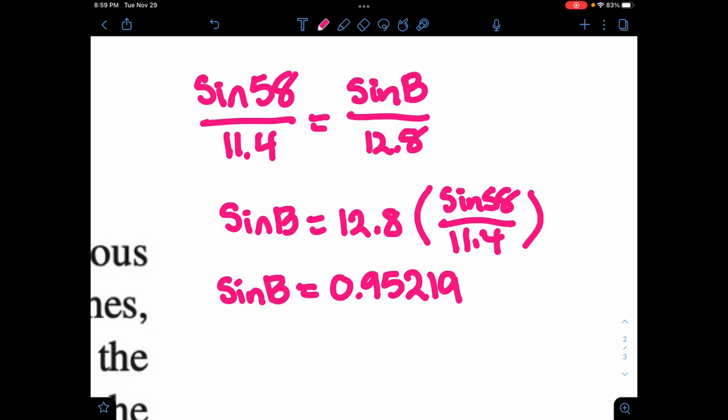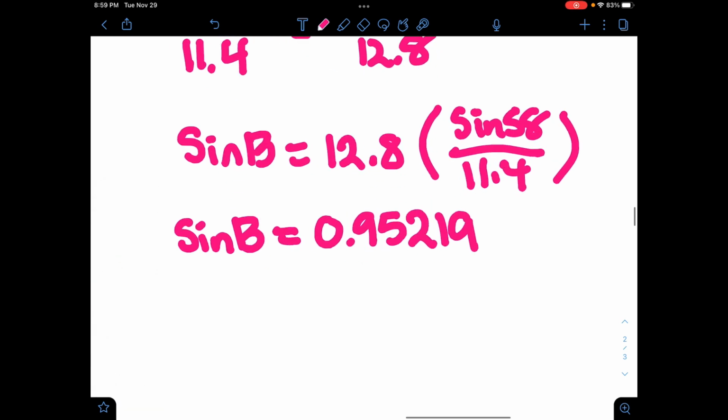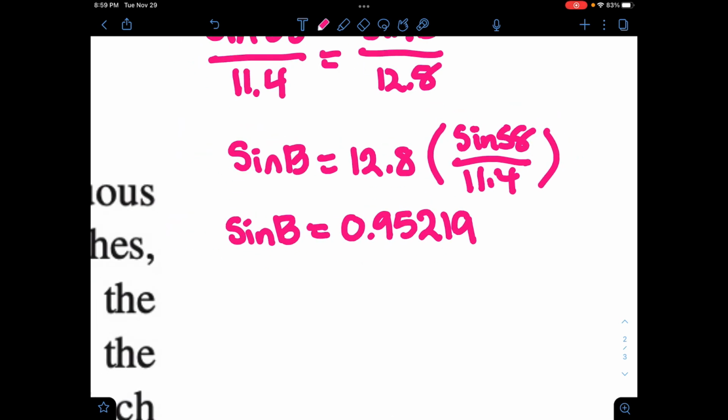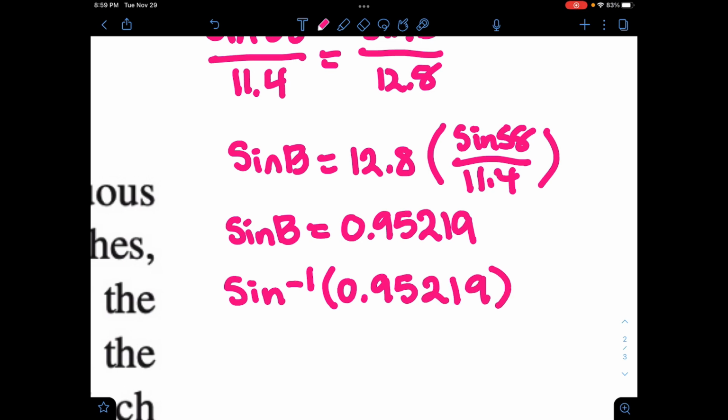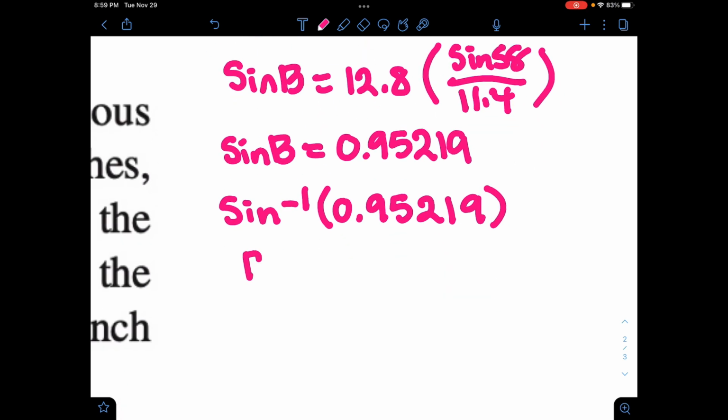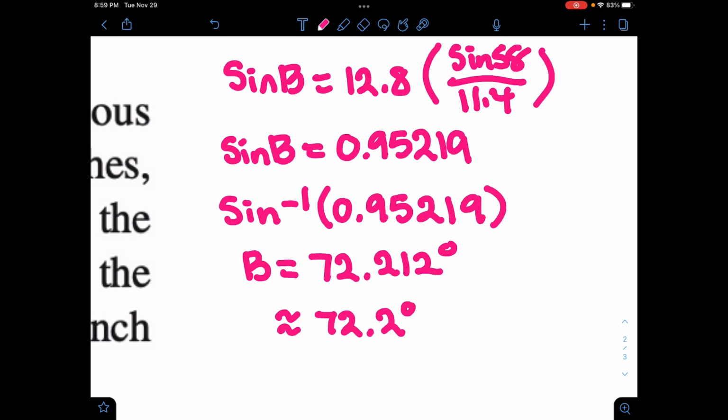So once we get to that, you can't just leave it like that. So we're going to have to use sine inverse, and then you're going to multiply your number that you got. And then once you plug that in, you can finally get your angle, which is going to be 72.212 degrees, or if you want to round it, you can get 72.2 degrees.